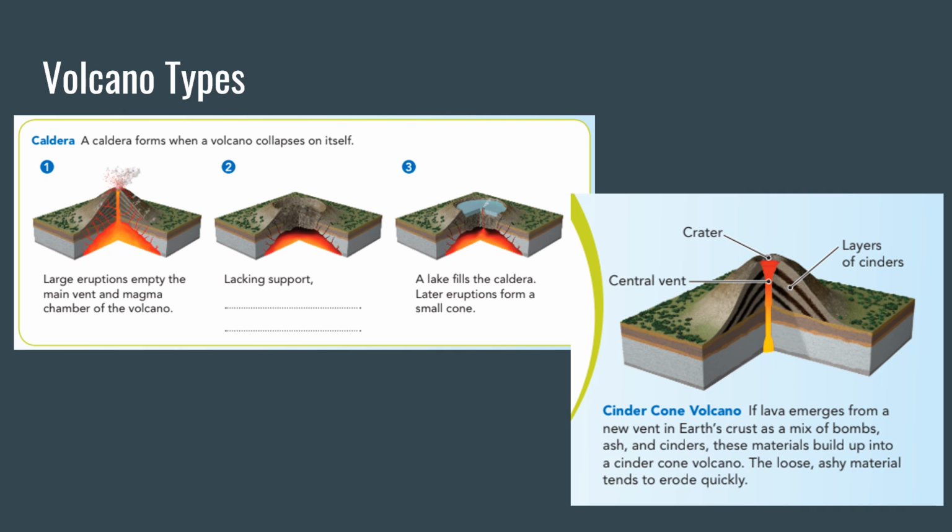So along with our last question of how shield volcanoes and lava plateaus are similar and how they are different, we're also supposed to review the 3 steps of the caldera formation and finish the sentence to describe the second phase of the caldera formation. So, again, the caldera forms when a volcano collapses on itself. Large eruptions empty the main vent and magma chamber of the volcano. Lacking support, the top of the volcano collapses inwards, and then a lake fills the caldera. Later eruptions form a small cone.